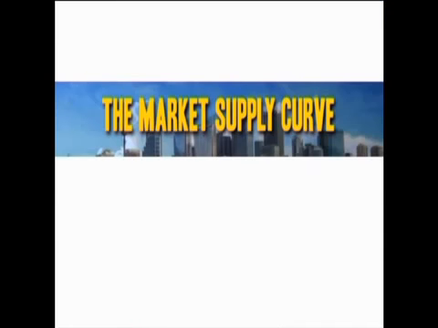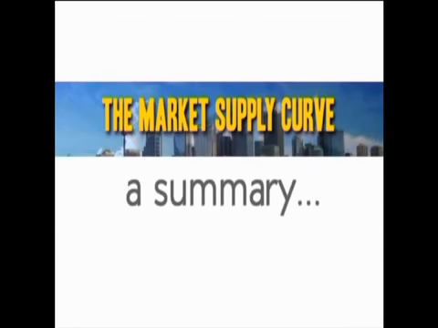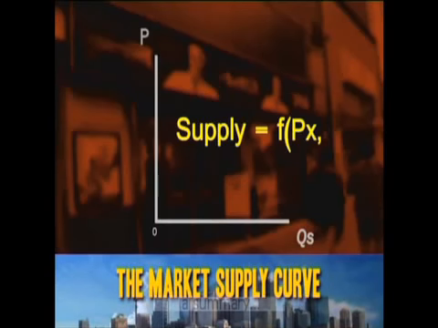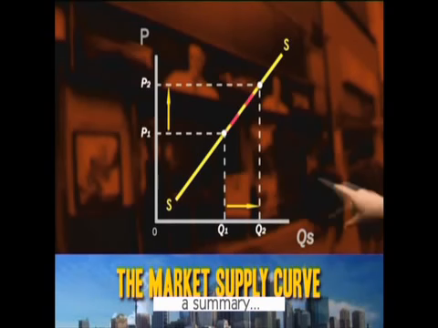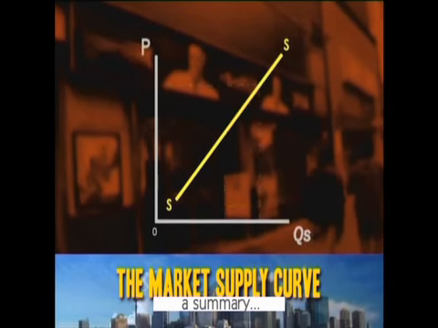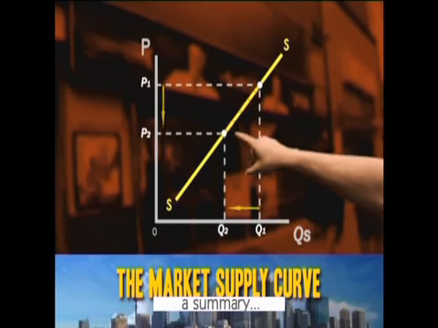So, to recap, our supply equation now reads: Supply is a positive function of the price, Px. A rise in the price causes an increase in the quantity supplied, and a movement up the supply curve takes place. If the price falls, we get a movement back down the curve.